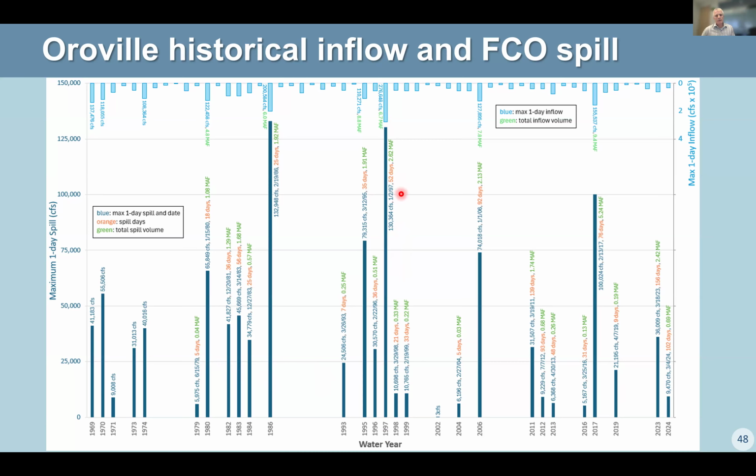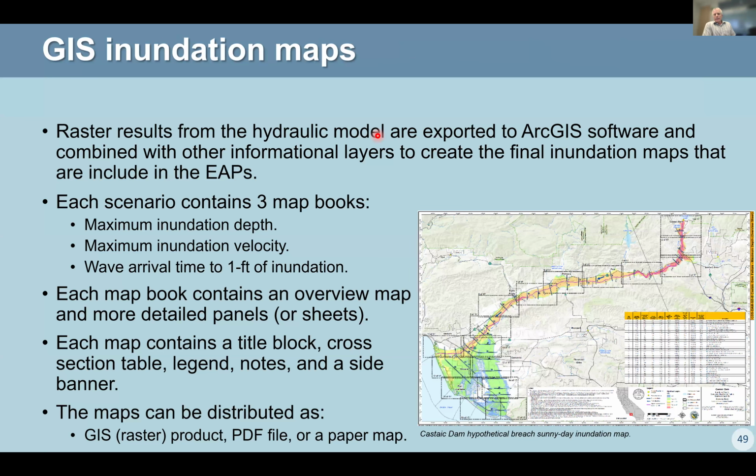That peak happened on the 1st of January or 2nd of January. And this 2.6 million acre feet was released. And this tells you how much came in that year, 6 million. So we have this kind of information. It's just interesting to look at. So let me quickly go through. I'm about done. I want to just show you what the final product looks like for these maps.